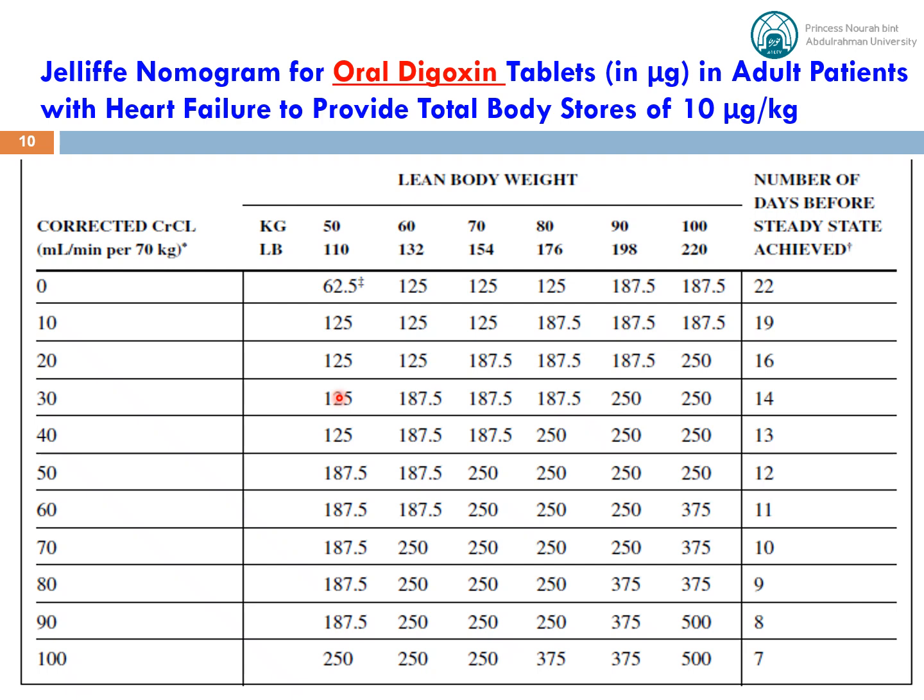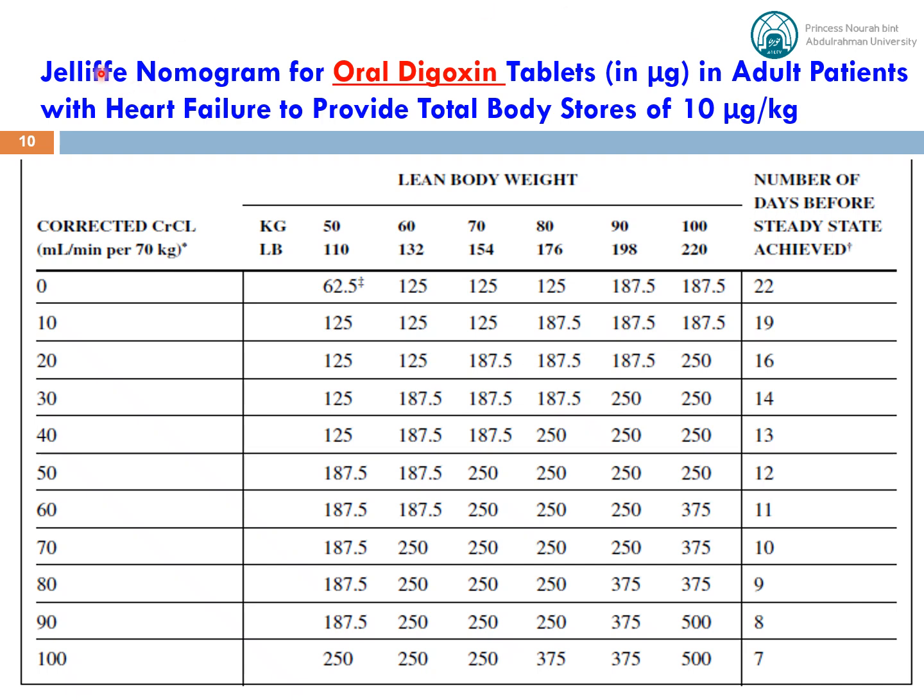Okay, look at this nomogram. It's a GLF nomogram for oral digoxin tablets. So these are oral digoxin tablets in microgram as an oral tablet in adult. Each word means a lot. It's very significant. Every word has a scientific expression.